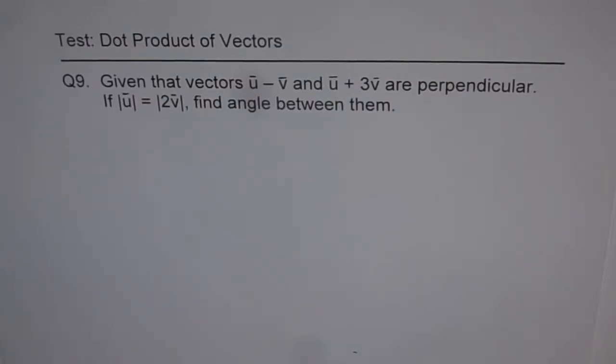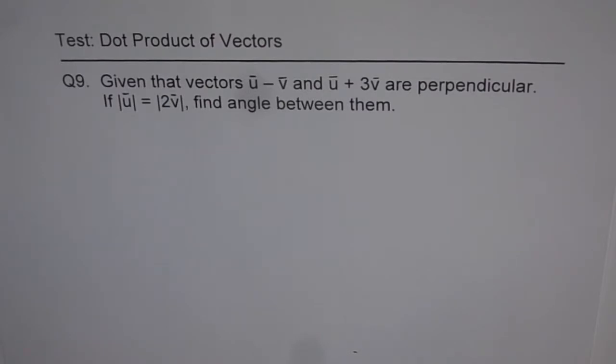Test on dot product of vectors, question 9. Given that vectors u minus v and u plus 3v are perpendicular, if the magnitude of u equals 2 times the magnitude of v, find the angle between them. You should first try it yourself and then look into my solution.